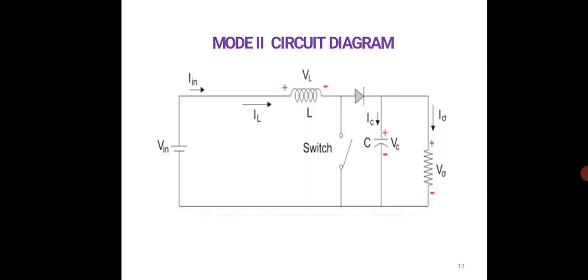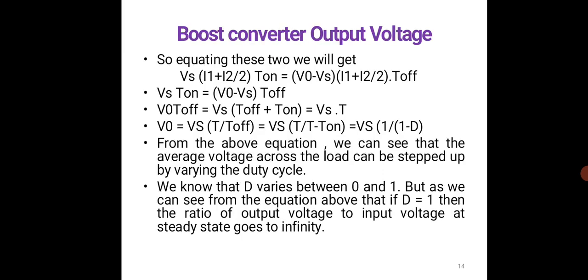So this represents a mode 2 circuit diagram, and here what would be the output voltage. So as we have discussed, you can equate the energies W in and W out. So you can equate the above expressions, and we can come to a conclusion that V0 will be equal to Vs into 1 by (1 minus D).